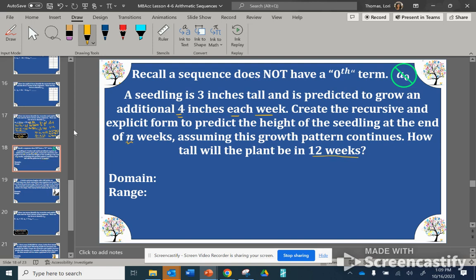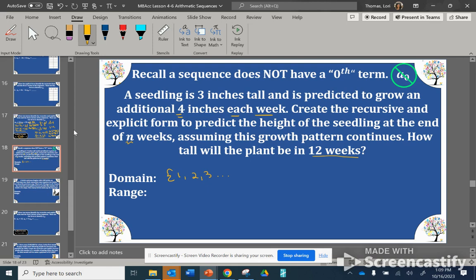So the first thing we always have to do is define what our domain is, what it represents, and what the range represents. So we know that the domain is always 1, 2, 3, and so forth, because we have the first term, the second term, the third term, and so on. But what does 1, 2, 3 represent?